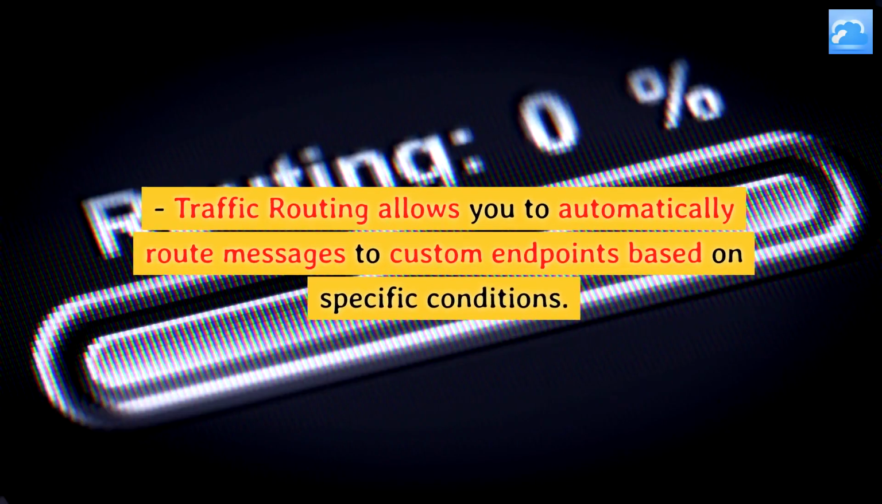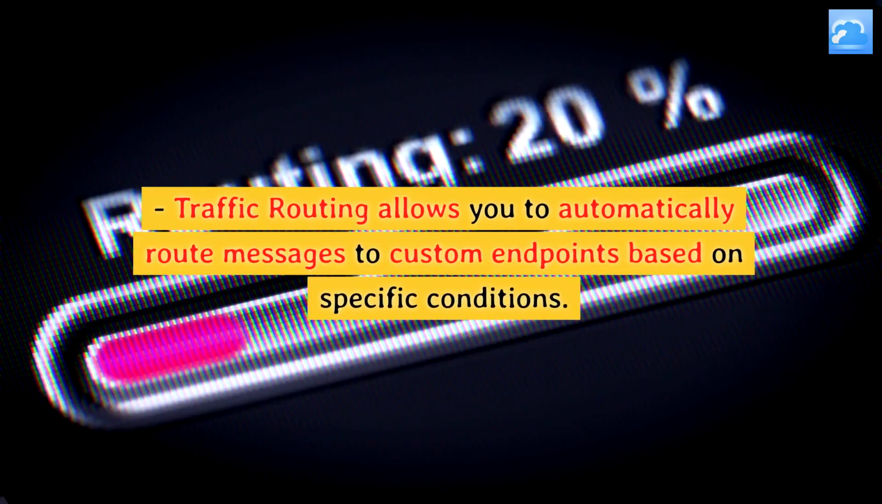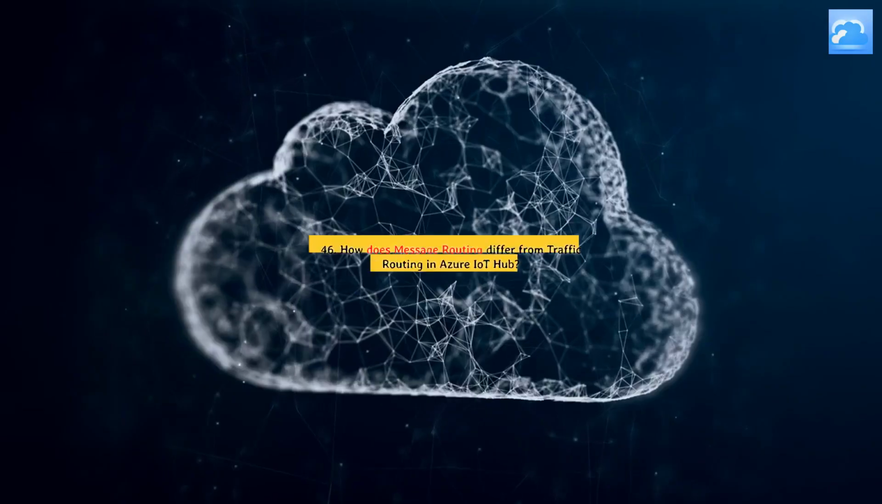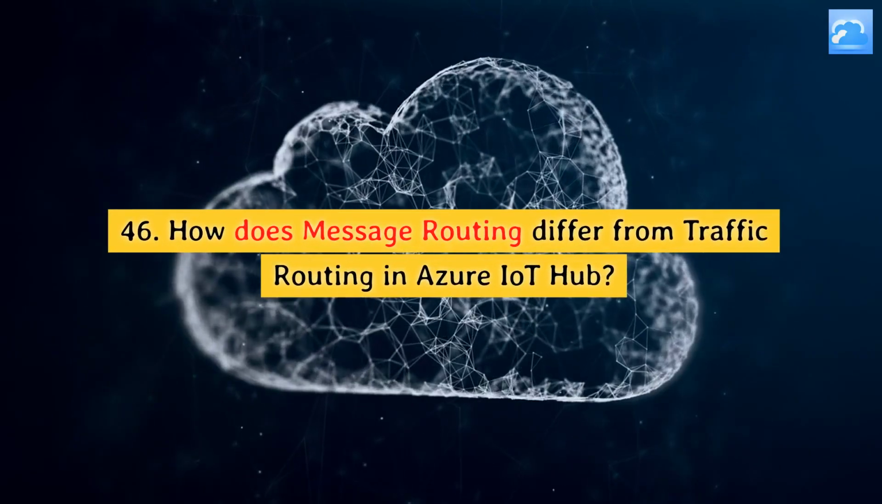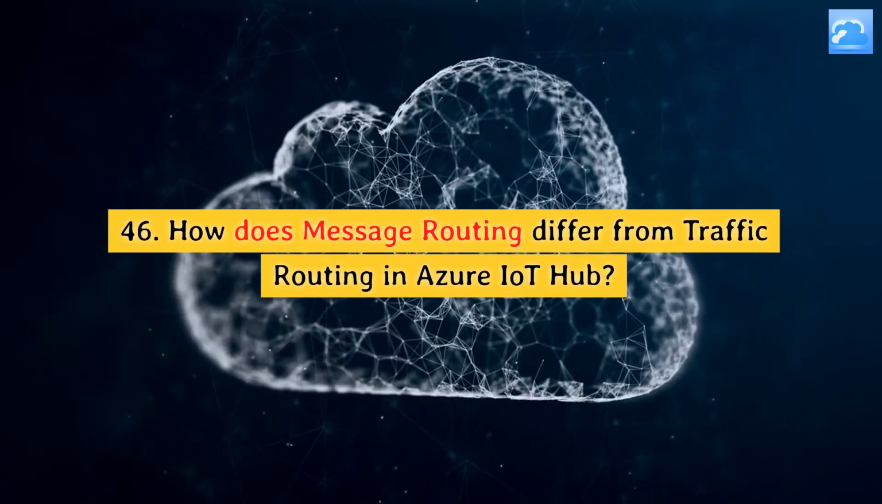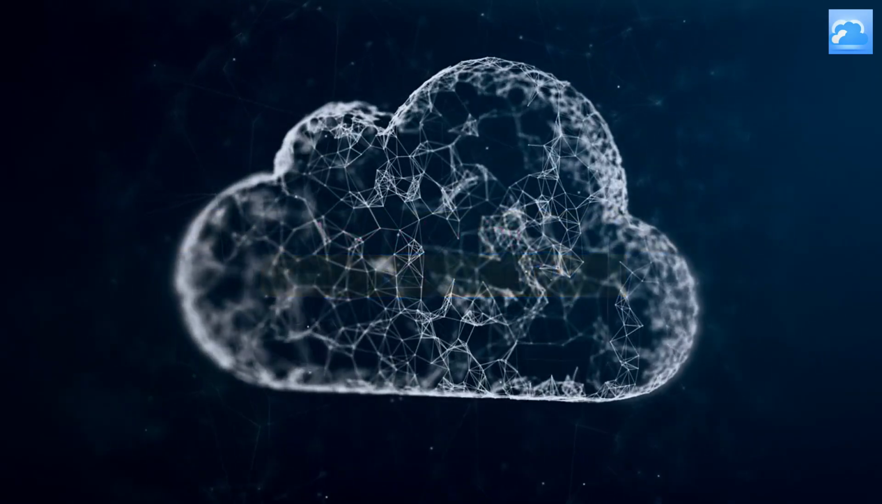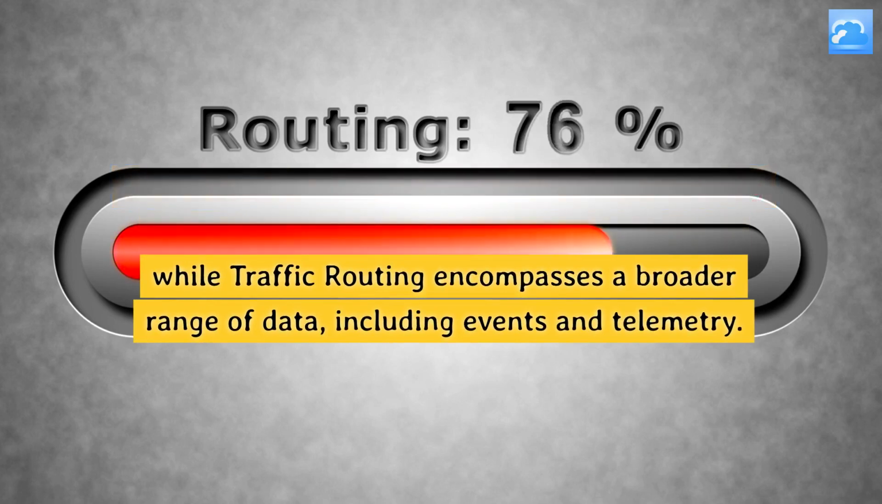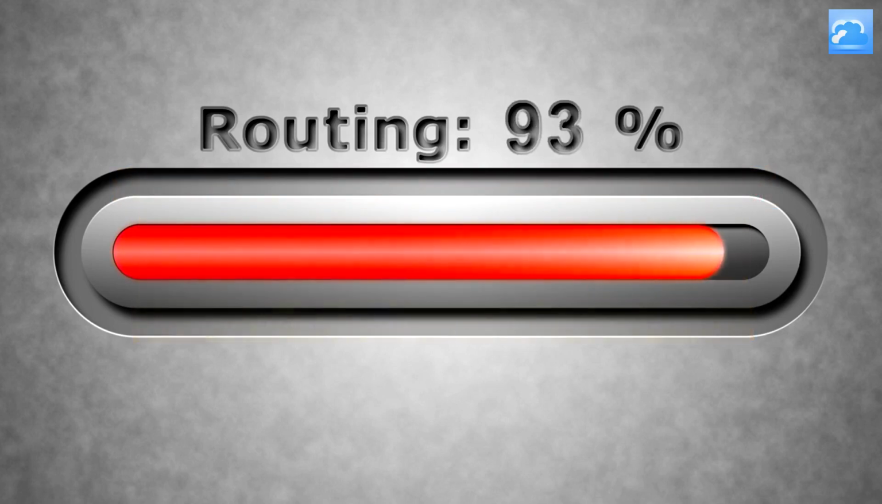45. What is traffic routing in Azure IoT Hub? Traffic routing allows you to automatically route messages to custom endpoints based on specific conditions. 46. How does message routing differ from traffic routing in Azure IoT Hub? Message routing specifically deals with routing device messages based on certain conditions, while traffic routing encompasses a broader range of data, including events and telemetry.